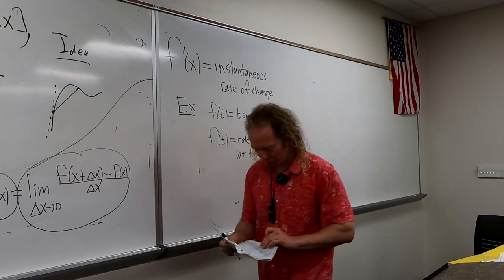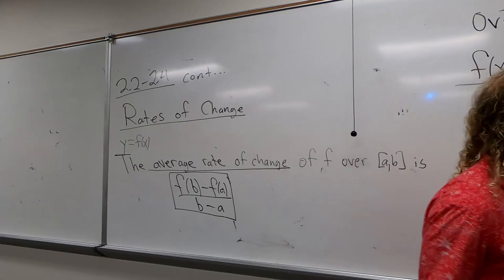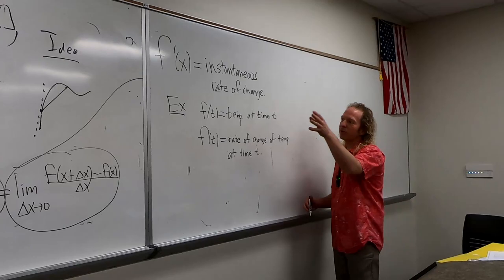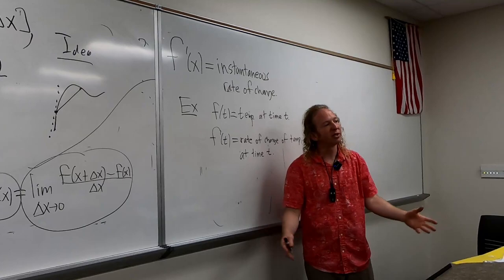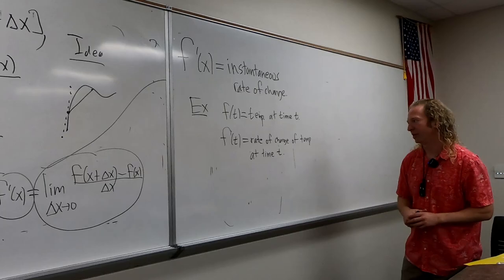So the derivative gives you the rate of change of anything. You have any object, any function, and the derivative will give you the rate of change of that function. So if this tells you the population of deer in a forest, the derivative will tell you how fast the population is growing or shrinking. If this is money, it'll tell you how fast your money is increasing or decreasing. The derivative tells you whether the quantity is decreasing or increasing. So it's the rate of change.